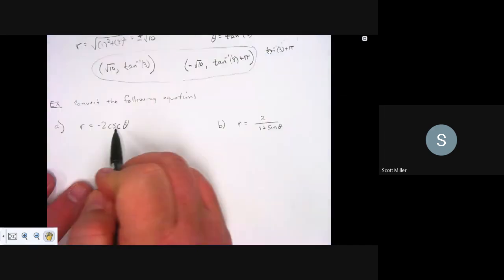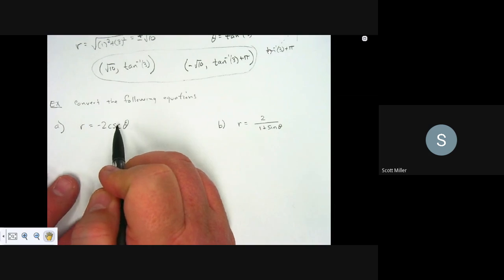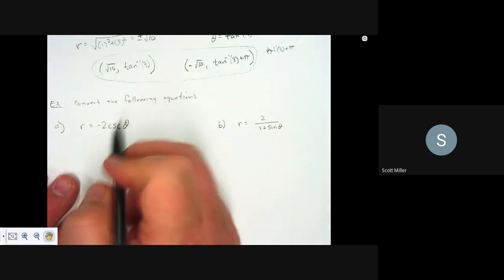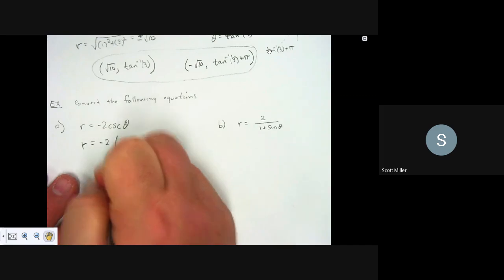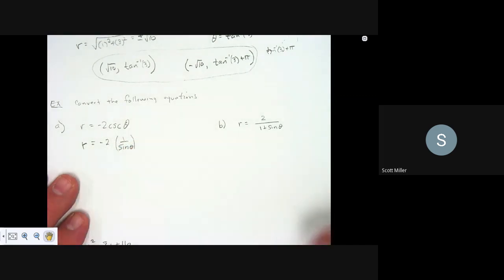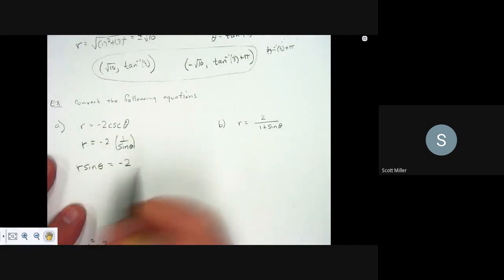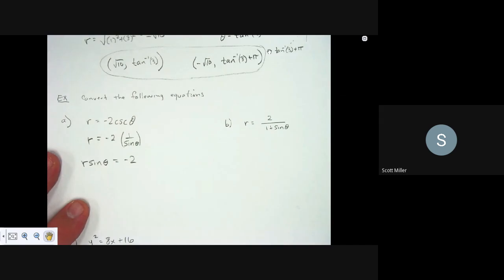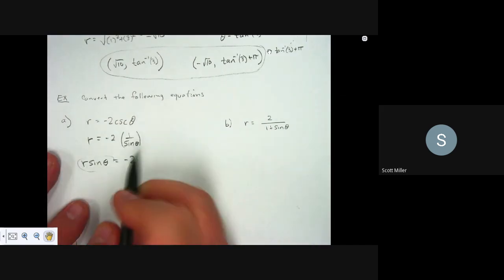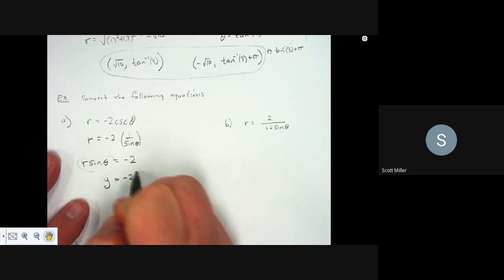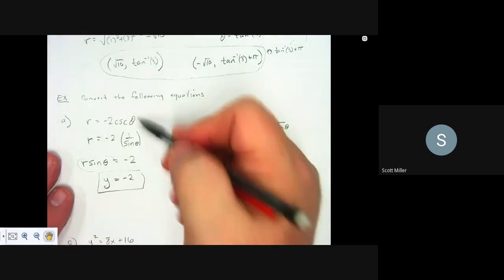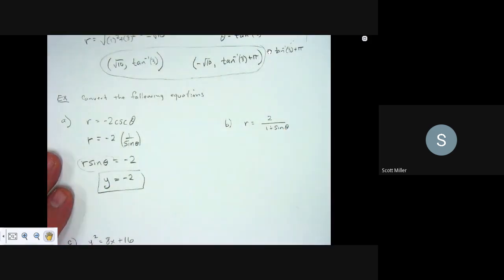So this is a cosecant, but I don't want a cosecant. I want things in sines and cosines, so I can use those conversions. So r is -2 times 1 over the sine. Then you move the sine, multiplying both sides by sine, and I get r times the sine of theta is -2. And I know what that is. That is y. So this is a fancy way of just saying the horizontal line at y = -2.